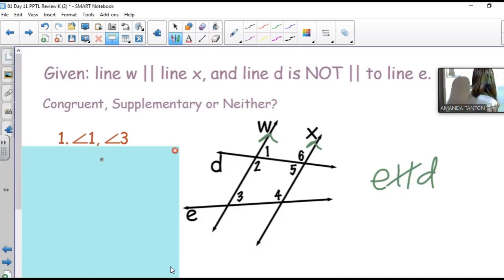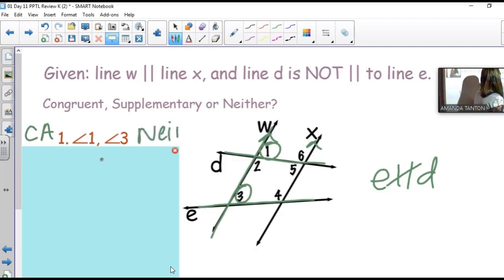So our first one, angles 1 and 3. Now those are corresponding angles, for sure. You can't argue that. They are definitely corresponding angles. But to use the corresponding angle theorem, or the CAT, you would have to have parallel lines. If E is parallel to D, then corresponding angles are congruent. But E is not parallel to D, so these normally would be congruent, but we're going to say neither because we don't have parallel lines.